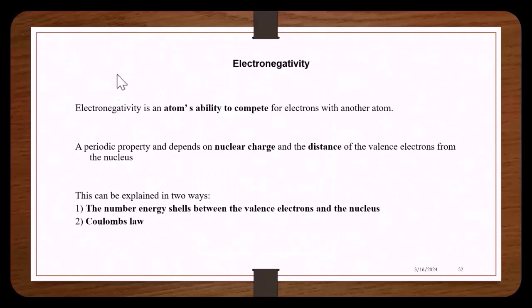To explain why they may or may not be shared equally, we need to understand electronegativity. Electronegativity is an atom's ability to compete for electrons with another atom. This is a periodic property that depends on the nuclear charge and the distance of valence electrons from the nucleus. This can be explained in 2 ways: the number of energy shells between the valence electrons and the nucleus, and Coulomb's law. We have somewhat of a good idea of what the shells of an atom are, so let's look at Coulomb's law.